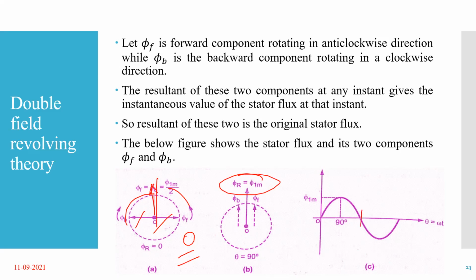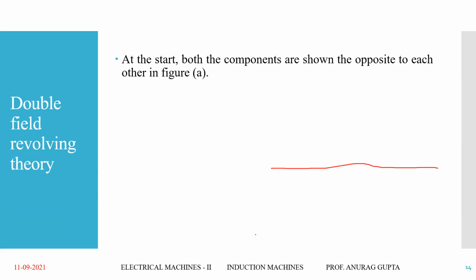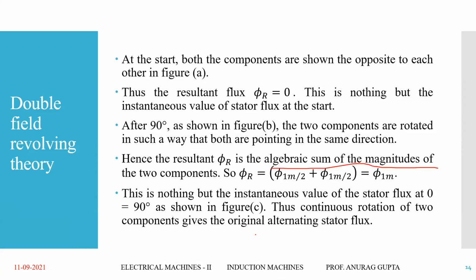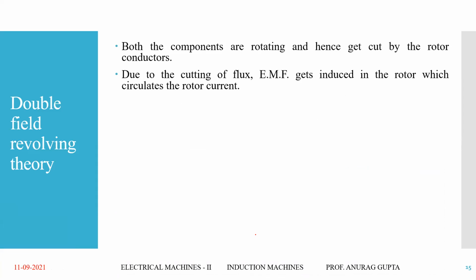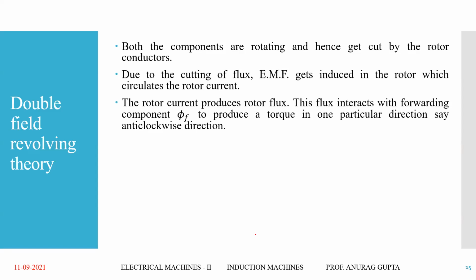Again at 180 degrees, the resultant flux is 0. At 270 degrees, maximum flux in the opposite direction, and again at 360 degrees, 0 flux. So in the double field revolving theory, at every 0 degree or 180 degrees, the resultant flux is 0. At starting, that is 0 degree, the resultant flux is 0, so the machine will not rotate. Both components are rotating and hence get cut by the rotor conductors. Due to the cutting of flux, EMF gets induced in the rotor, which circulates a current. The rotor current produces rotor flux.